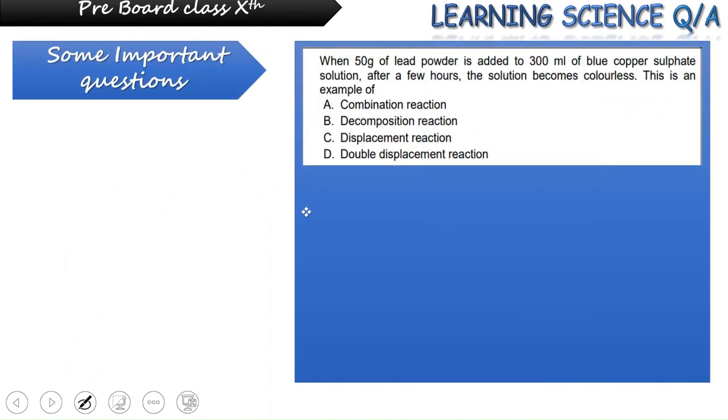Coming to the next kind of question that can be asked: when 50 gram of lead powder, this is Pb, is added to 300 ml of blue copper sulfate solution, after a few hours, the solution becomes colorless. This is an example of which of the following kind of reaction?